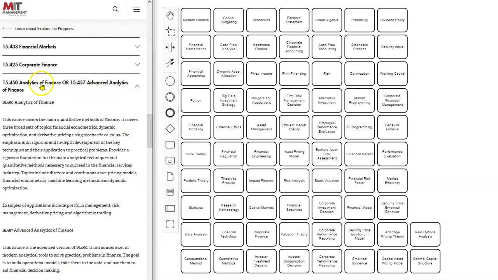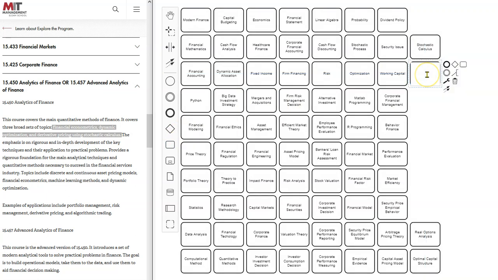advanced analytics or analytics of finance. This course covers three main quantitative methods, three broad sets: econometrics, dynamic analysis, and derivative pricing using stochastic calculus. So we have stochastic processes, but to be more general, stochastic calculus. Okay. And then we have financial econometrics.